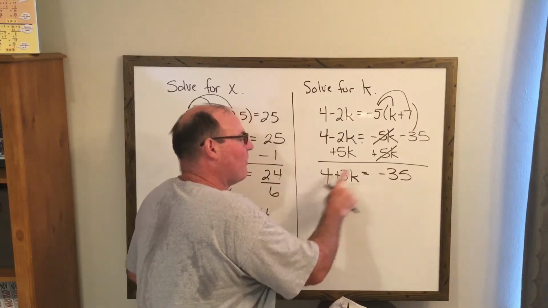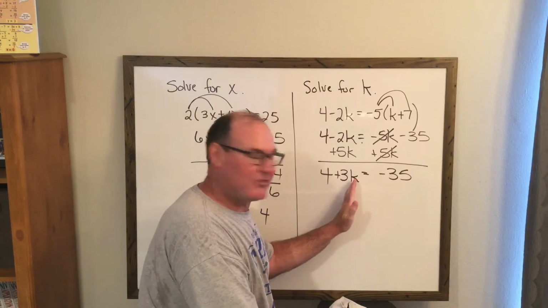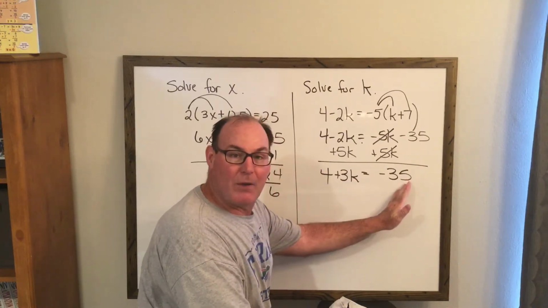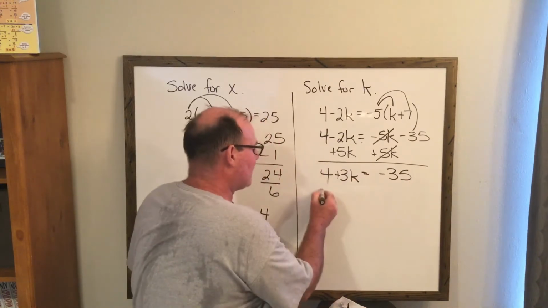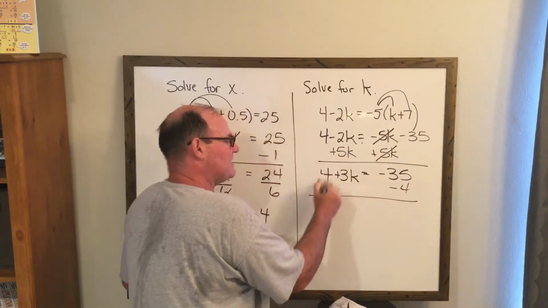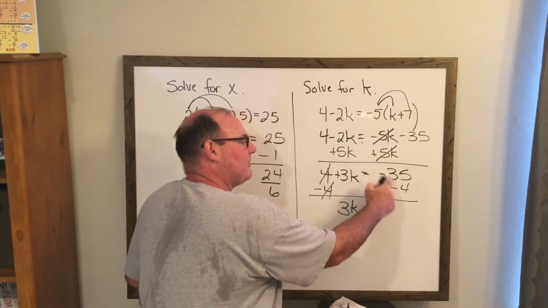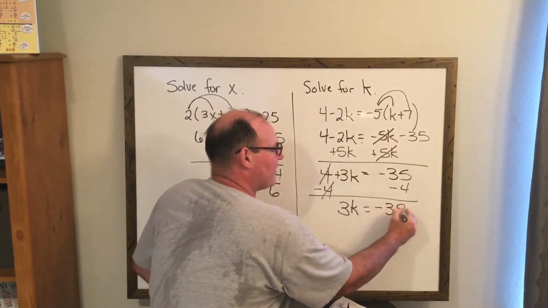Now I'm going to bring the 4 over to the other side because notice I've got all of my k's on the left. I need to have all of my numbers on the right of the equal sign. So I'm going to subtract 4 from both sides. 4 minus 4 is 0, and I'm left with 3k. And then negative 35 and negative 4 is negative 39.